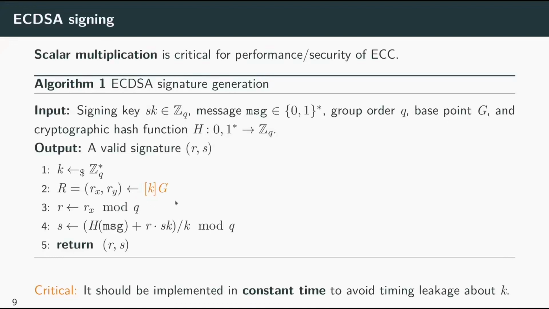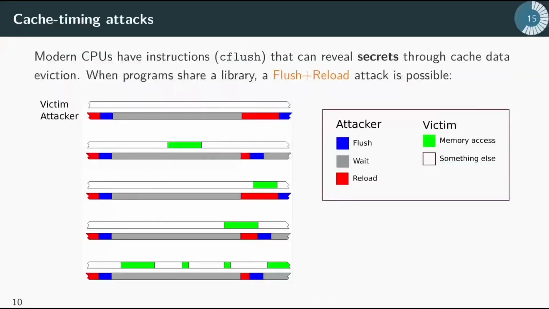This operation here is actually sensitive because if there is any leakage about the nonce K, this can be used by an attacker to obtain information about the signing key. If one is worried in particular about timing attacks, in which the adversary monitors the execution time of intermediate steps of the computation to obtain information about K, a countermeasure is to implement this operation in constant time, such that the execution time doesn't depend on the bit pattern of K. This is very challenging on modern CPUs because they have instructions like clflush that can reveal secrets through cache data eviction. When programs share a library in memory, a flush and reload attack becomes possible.